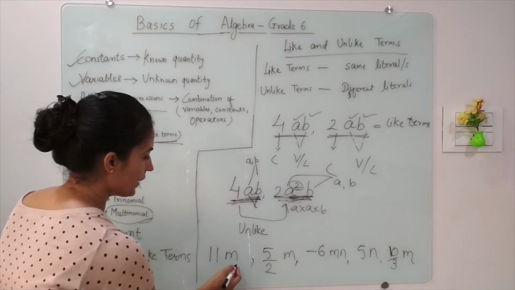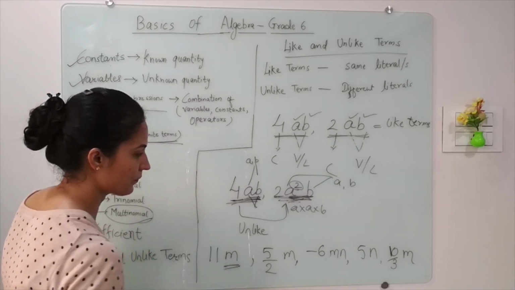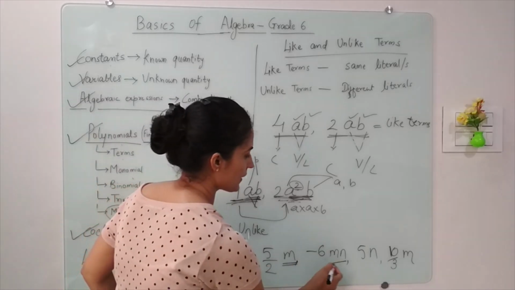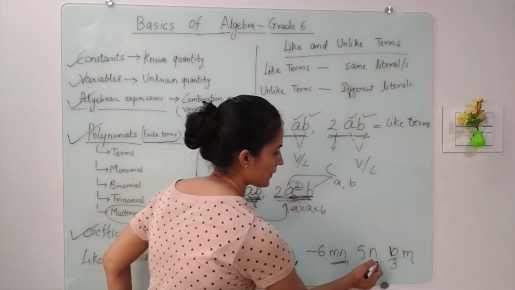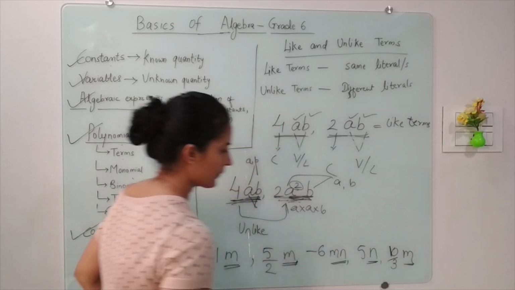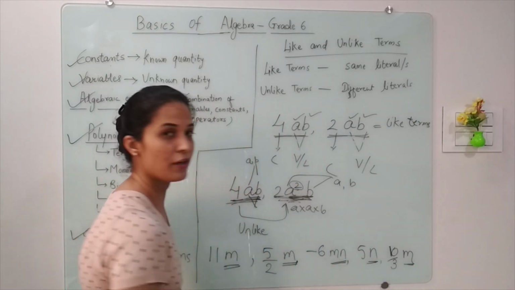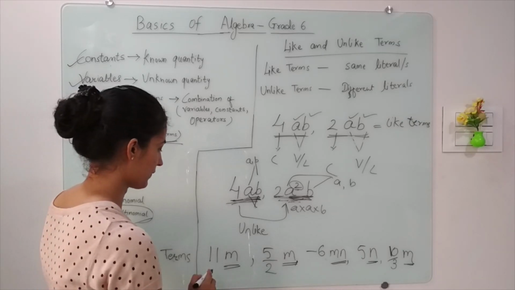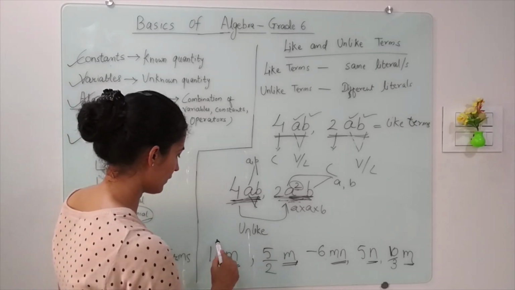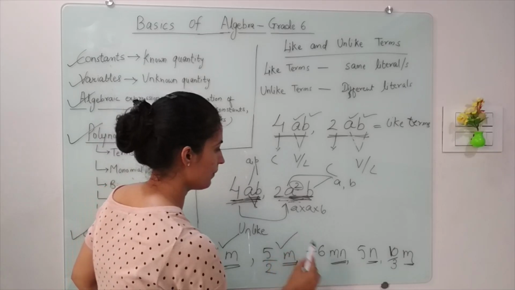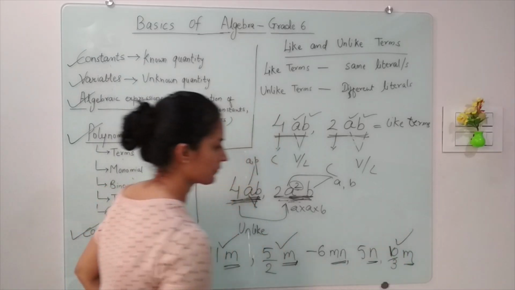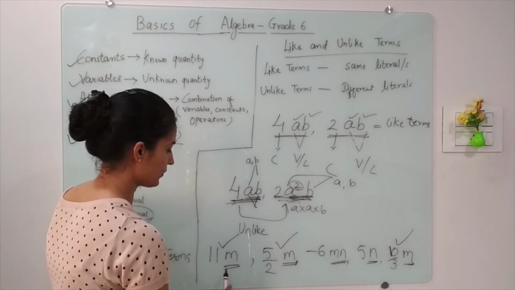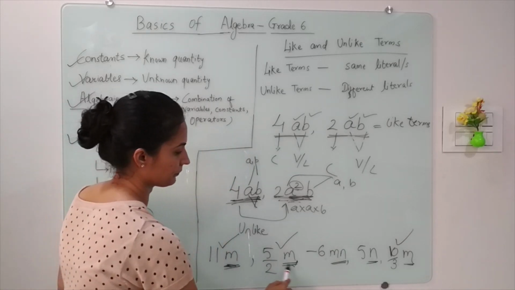Now let's see, what is the literal here? The literal here is m. The literal here also is m. The literal here is n. Out of these 5, if you see, the same literals are contained by this term and this term. So these 3 terms have the same literal, that is m.